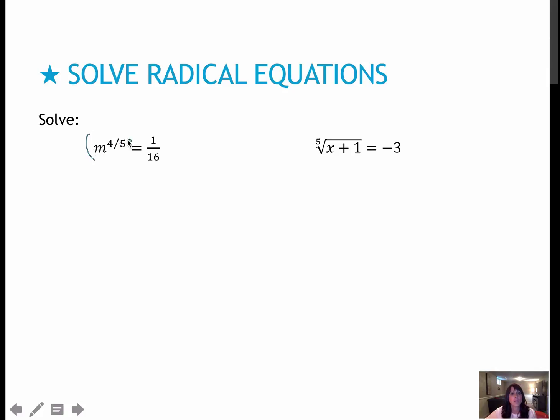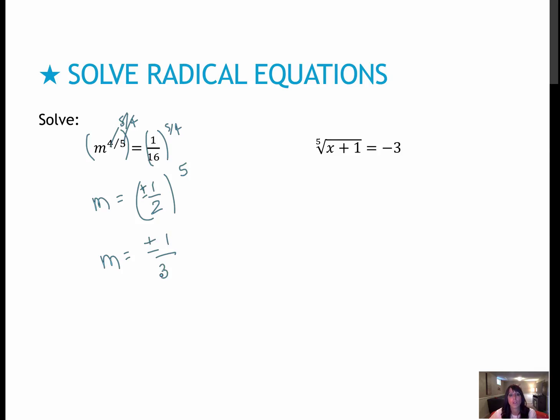Again, here I'm trying to get m by itself, so I'm going to take everything to the 5/4 power. On the left side, everything goes away and I'm left with m. On the right side, again, I'm going to take the 4th root first. When I take the 4th root of 1/16, that actually gives me 1/2, and it would be plus or minus. And then to the 5th power would give me plus or minus 1 over 32.